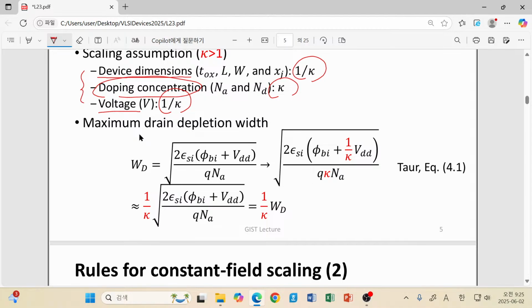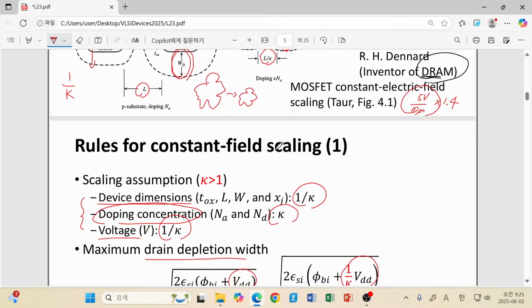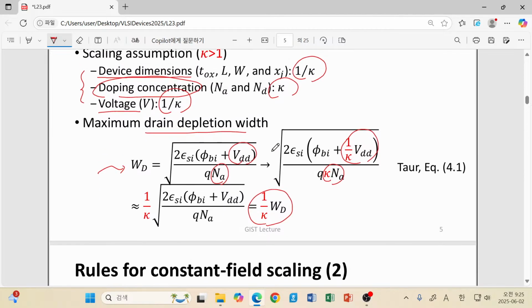So the maximum drain depletion width is scaled. Just to put the scaled version of your voltages and doping here: doping is increased and voltage is decreased. Then by taking these numbers, you can find that the depletion width is also scaled. So it means that we are now achieving this goal. Previously we had a certain depletion width on the drain side, and that is also scaled down in this miniaturized device. However, please be careful.